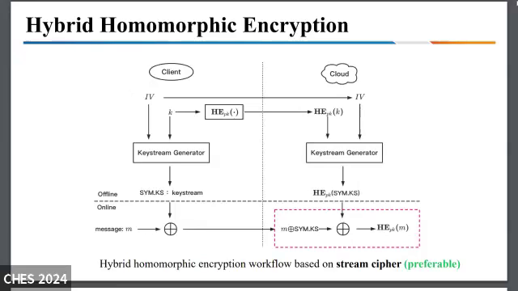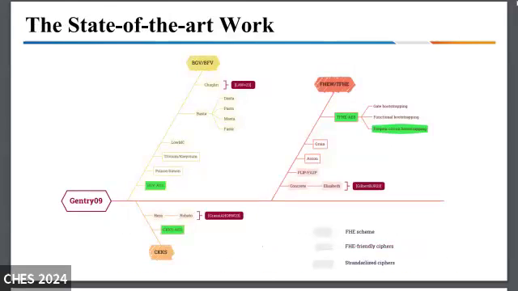And actually, now the hybrid homomorphic encryption workflow based on stream cipher is more preferable because the key generation of stream cipher can be offline. The encryption and the decryption process is only XOR operation. So now there are 2 directions about HHE.